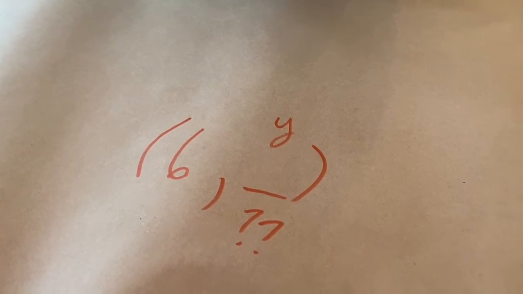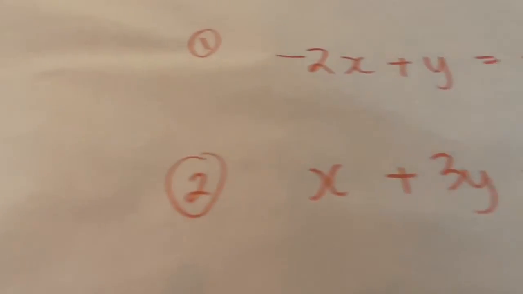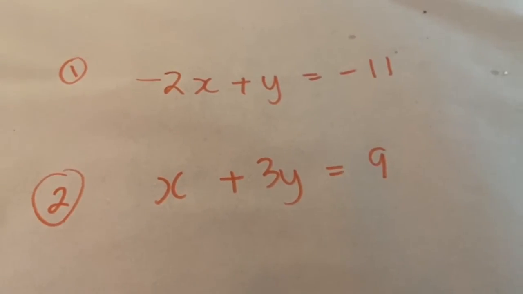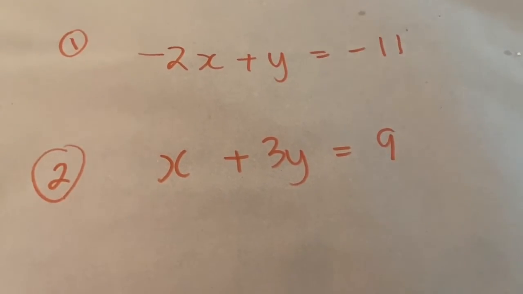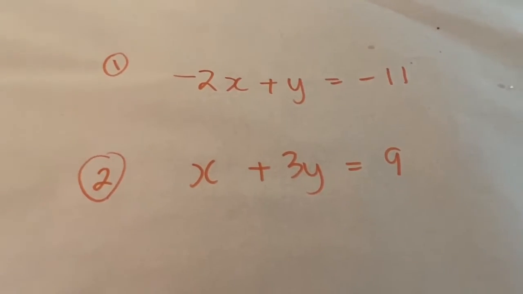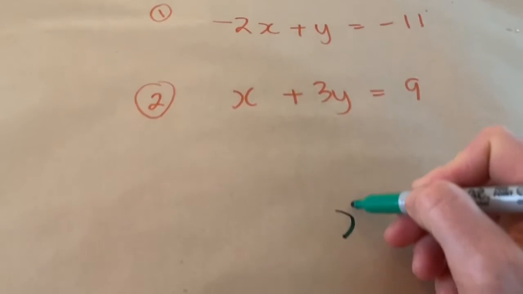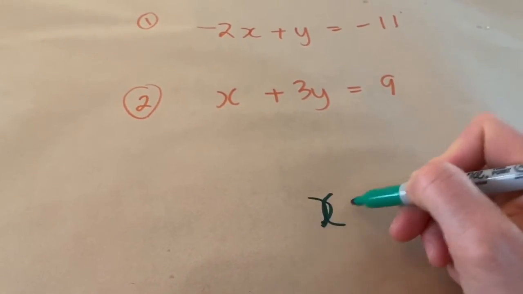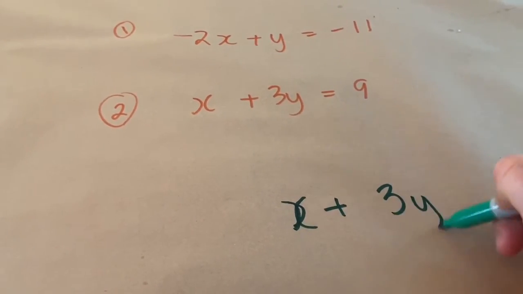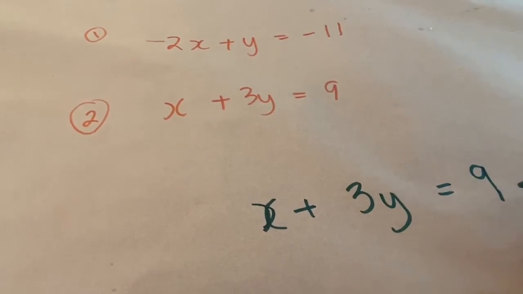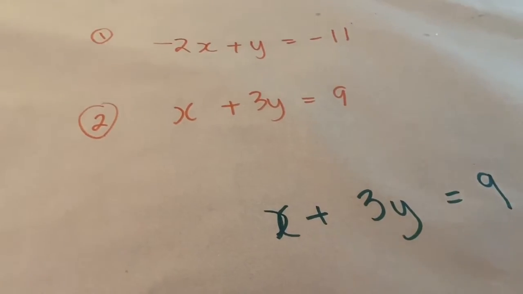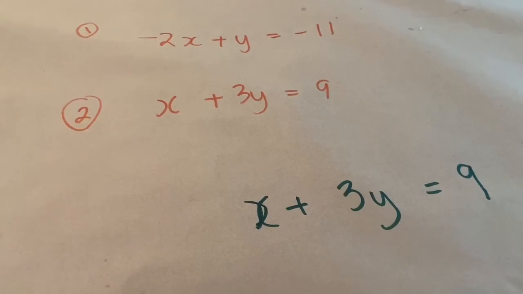Okay, so we know the x. Now our next job is to find the y. So we're going to go back to our two original equations, and it doesn't matter which one I choose. Let's just choose equation number 2. I'm going to write down x plus 3y is equal to 9. And you could have done the same thing with equation number 1. It would have given you the same answer.